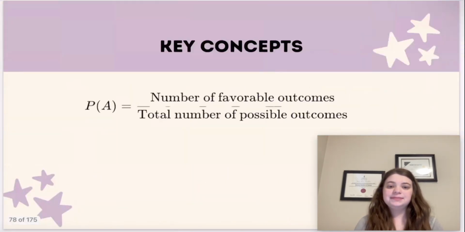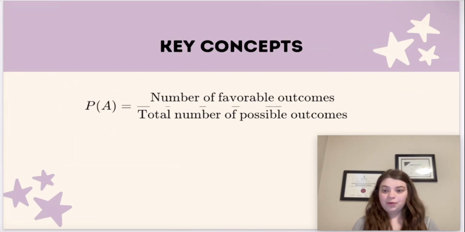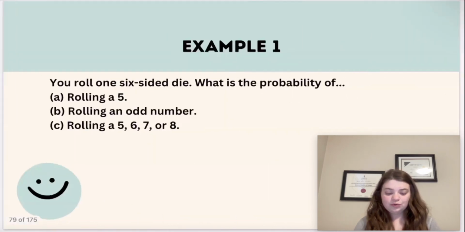So, the key concept here is that the probability of event A occurring is equal to the number of favorable outcomes, essentially the number of ways that event A can occur, over the total number of possible outcomes, whether or not they include event A. So let's go over two examples here.